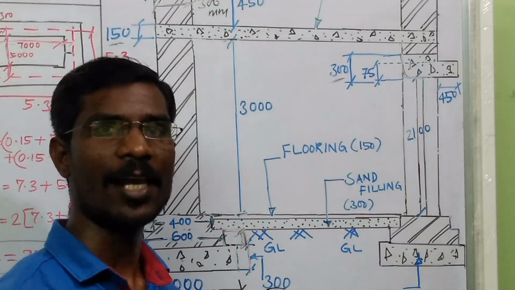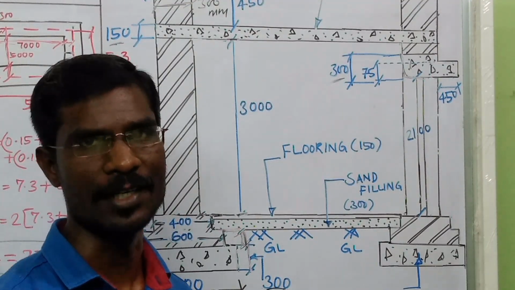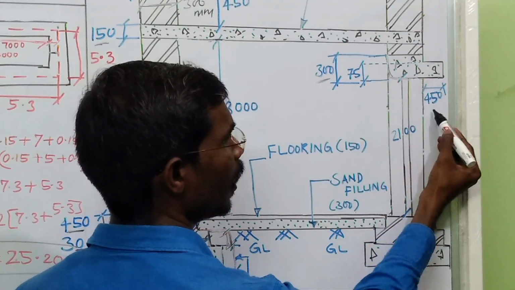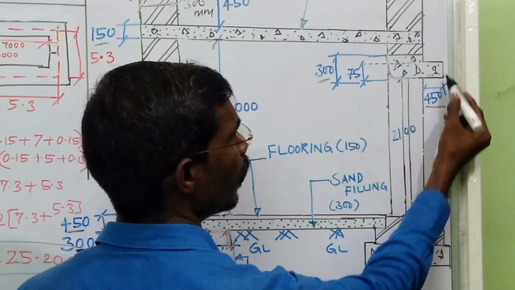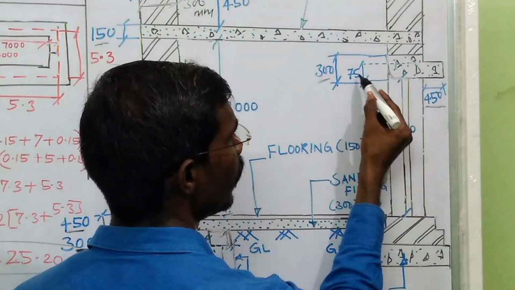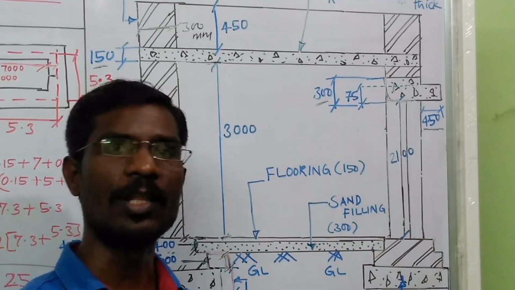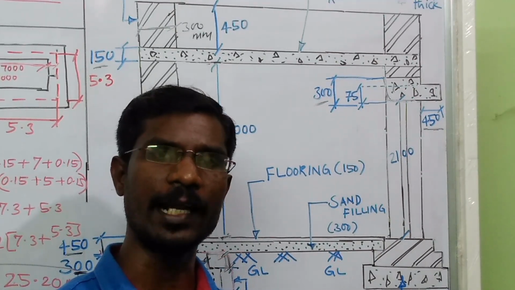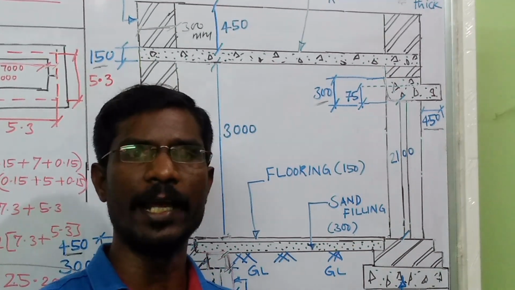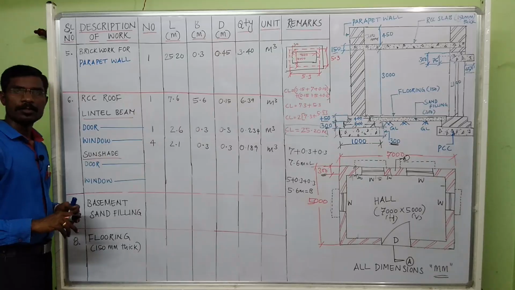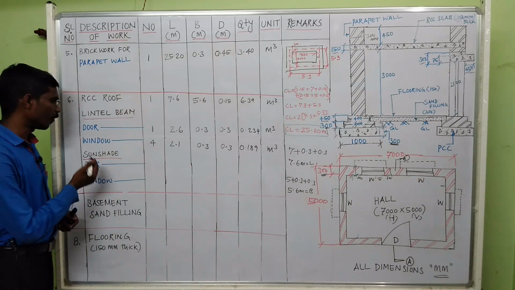Let's calculate the RCC quantity for sunshade. The sunshade projection they given 450 mm. The thickness of sunshade they given 75 mm. So the length of the sunshade, whatever you have taken the length of the lintel beam, you take as a sunshade length. So now we will calculate the RCC for sunshade.